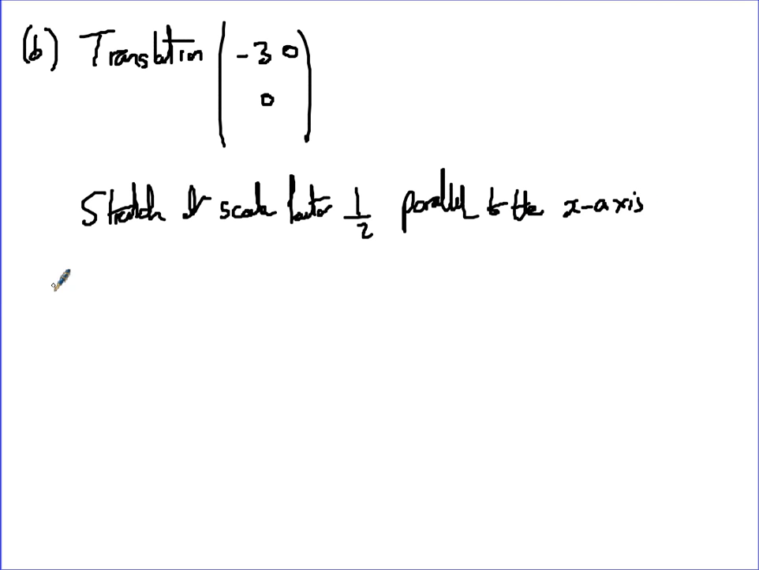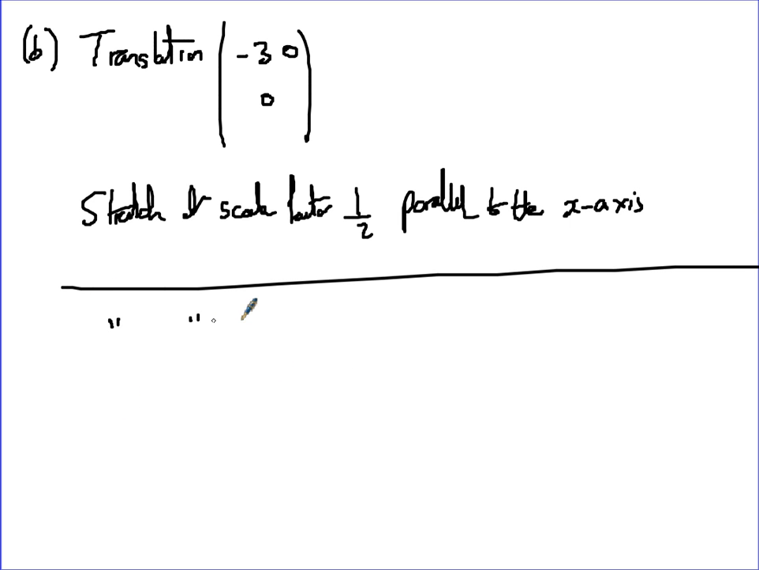The other solution, you could have stretched first, so you could say stretch of scale factor a half, that again would be parallel to the x-axis. If you've done that, then your translation only needs to be half the amount, because you've already done the stretch. Personally, every single time I'm doing the translation before the stretch, but you can do it the other way around as well.